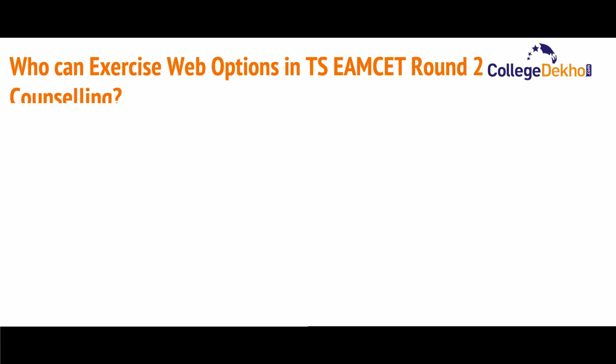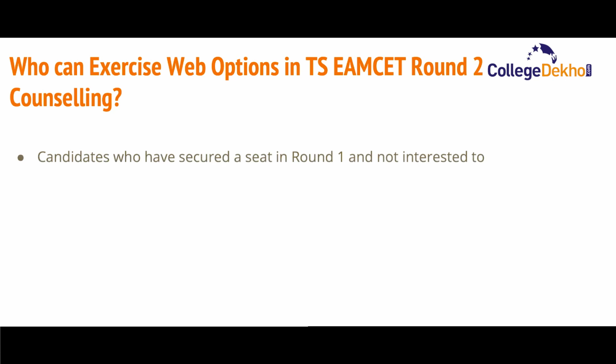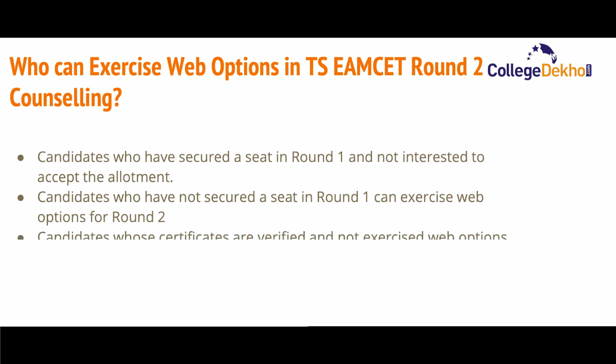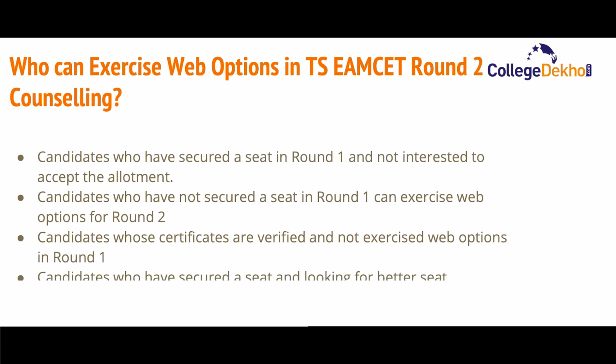Now let us look at who can exercise web options in TS EAMCET for round 2 counseling. The candidates who have secured a seat in round 1 but are not interested to accept the allotment. The candidates who have not secured a seat in round 1 can exercise web options for round 2. Candidates whose certificates are verified and did not exercise options in round 1. The candidates who have secured a seat but are still looking for a better seat allotment can also exercise web options for round 2. That's all for today.